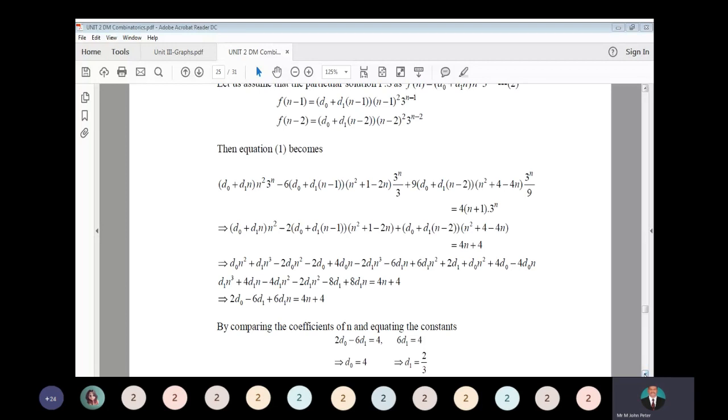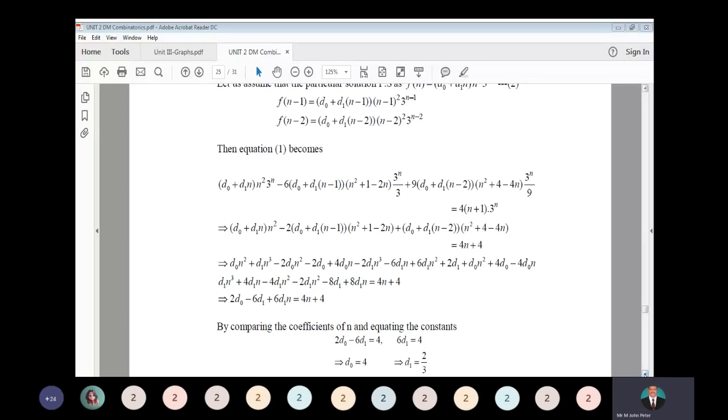Next, (d0 + d1 (n minus 2)) into (n square plus 4 minus 4n). So 9 by 9, that value cancelled. So 3 power n in the elimination process, it's cancelled. So the right hand side, multiply 4 with n plus 1, that is 4n plus 4.